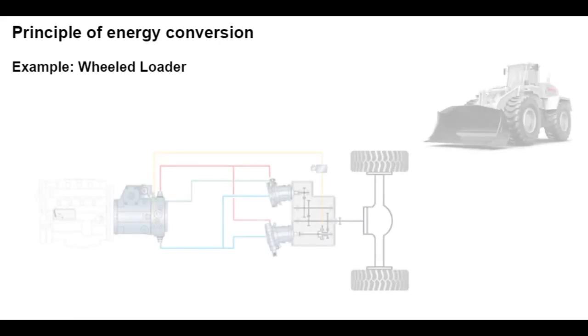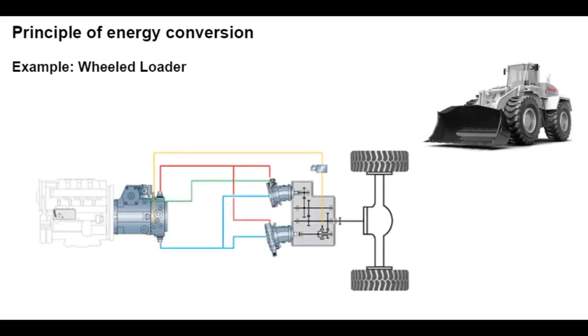Here you can see the principle using the example of a wheeled loader with hydrostatic travel drive. The drive energy is supplied by the vehicle motor and converted in the hydraulic pump into hydraulic energy. The energy stored in the hydraulic fluid is determined by pressure and flow. Hydraulic motors at the mechanical transmission then convert the hydraulic energy back into mechanical energy to drive the wheeled loader.